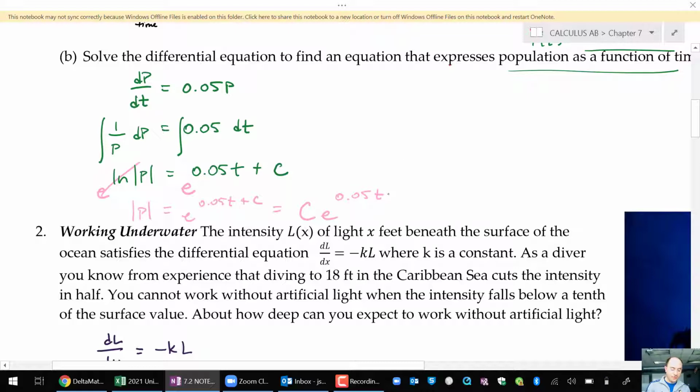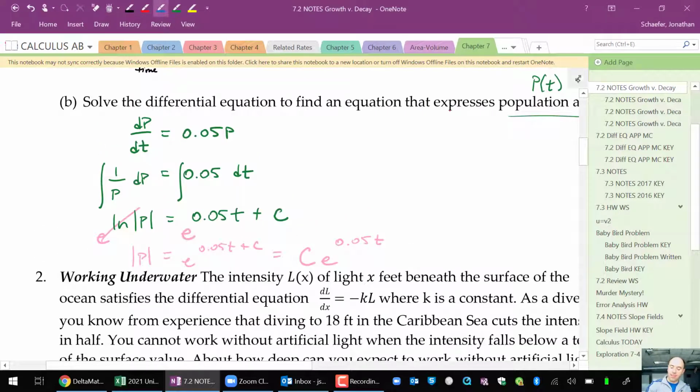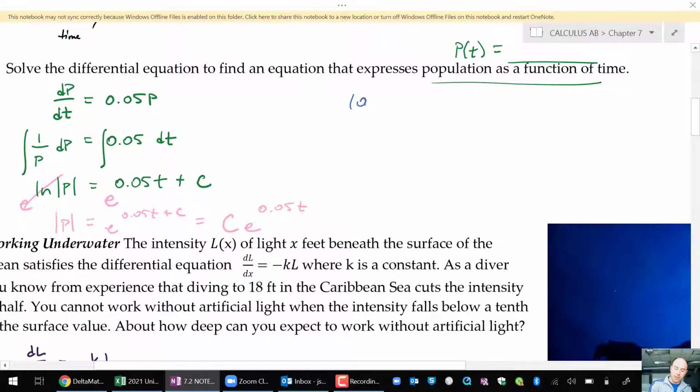And then if we solve for C, notice that the initial condition up above was that presently the population is 1,000 people. So we'll use (0, 1,000) as that initial condition. And let's plug in 1,000 for P, C e to the power of 0.05 times t. Or actually t would be 0 here. And e to the power of 0 is 1, so I find that my C value is going to be positive 1,000.